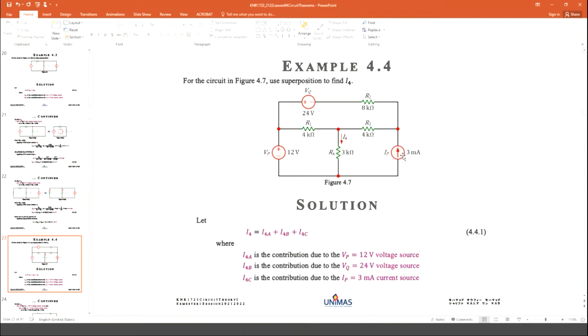Okay, what you need to do? You need to define. To find I4A, turn off VQ and turn off IP. You have to write that. Turn off VQ. What happened to VQ? Turn off.